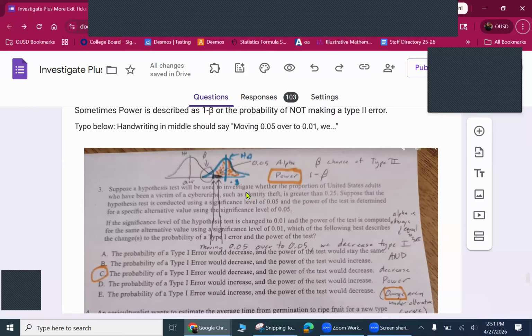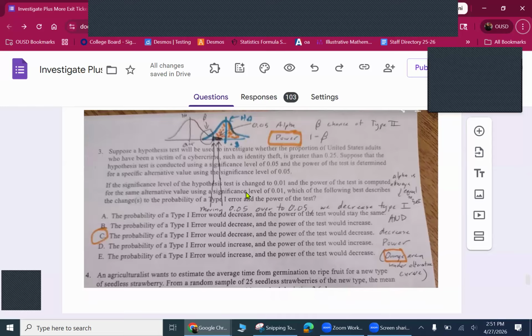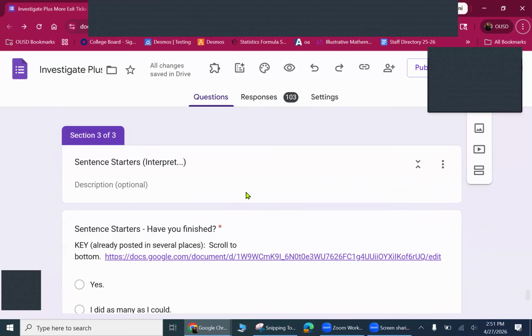Don't get hung up on power. It's nice if you know what it is. There's a chance you might get a power question, but it's not likely. The probability is low.